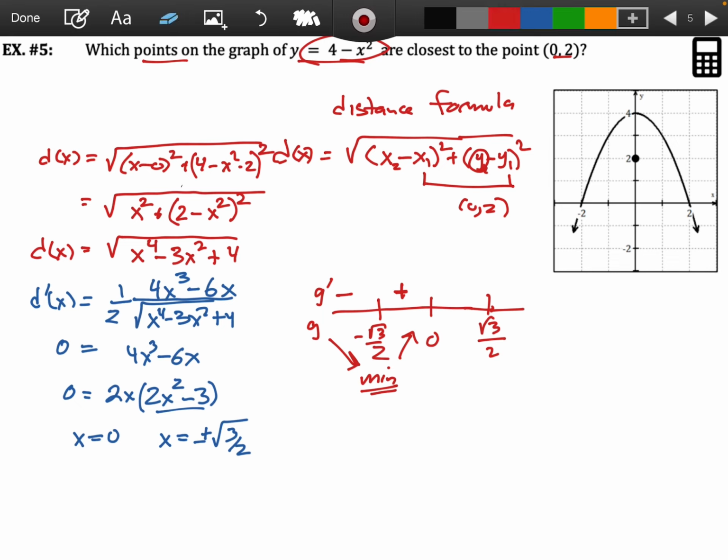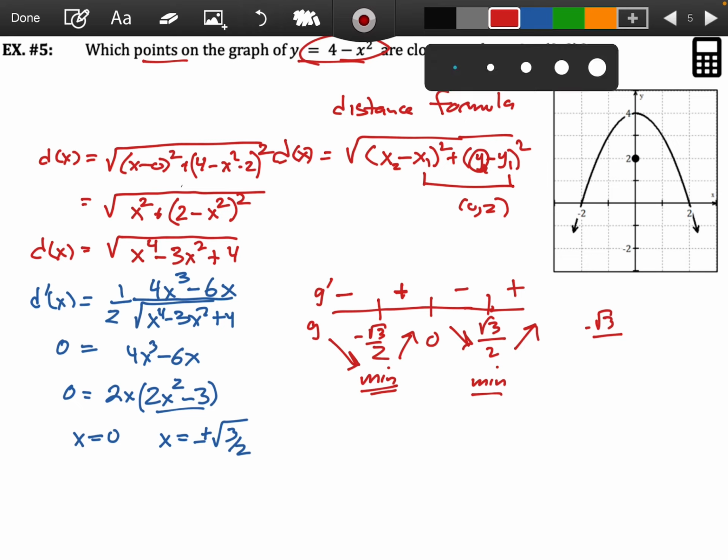And same thing, I'm just going to skip this. You could do this on your own. And you see that that's also a min. And exactly that proves that our function, which point? Well, the point closest to it is going to be where x is equal to negative square root of 3 over 2. Actually, I messed that up. You should include, there you go.